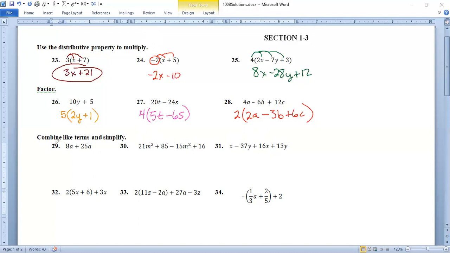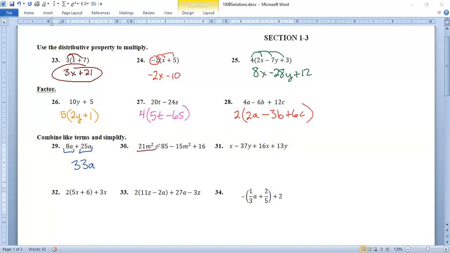Number 29, combine like terms and simplify. So like terms are anything that have the same exact variable on them. And here we have 8a plus 25a. That means we can combine them. And it's just like 8 apples plus 25 apples, and we get 33 apples. Number 30.